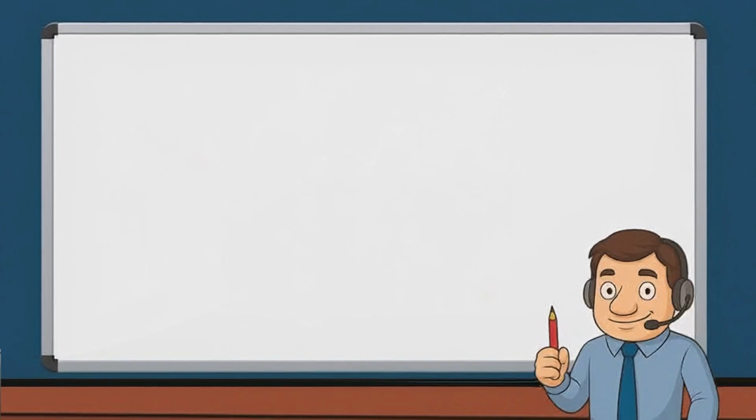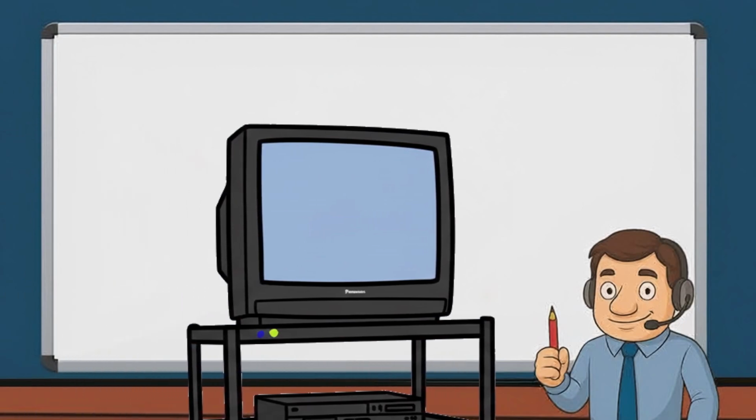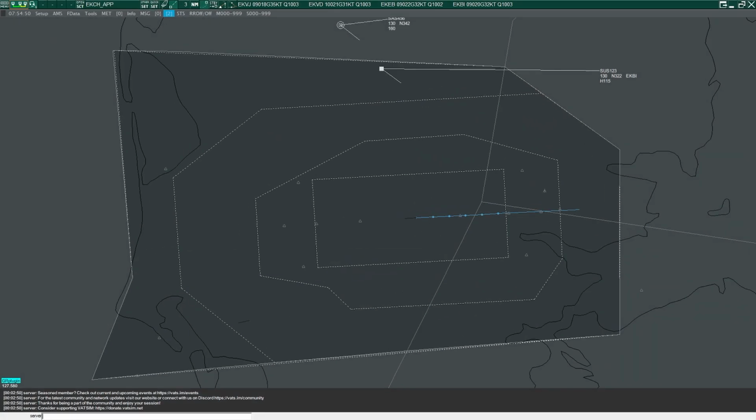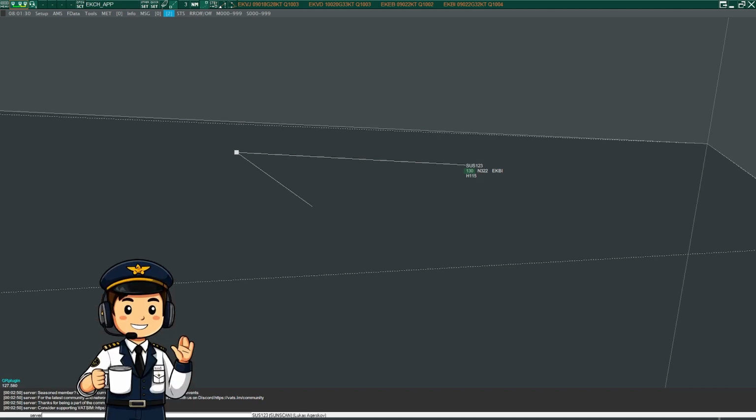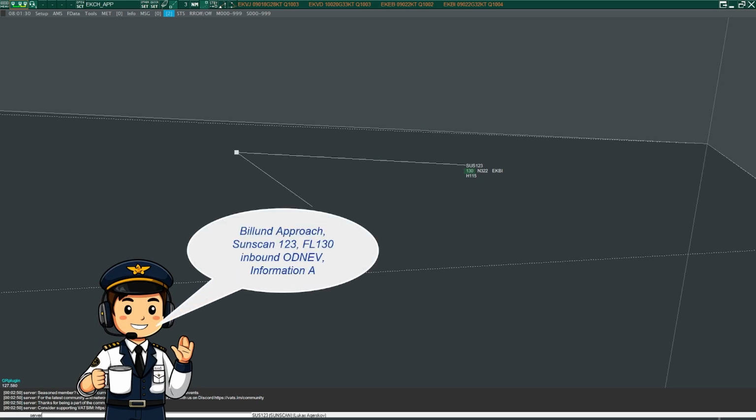Let's start up our scenario with an arrival into Billund from the north. This is SunScan 123. He's inbound to Billund. He's cleared flight level 130 by Copenhagen Control as per the LOA. And you now need to guide him in. This is what you should be aware of alongside the process. The first step is obviously that he contacts you, tells you where he is and where he's heading. So what do you say?